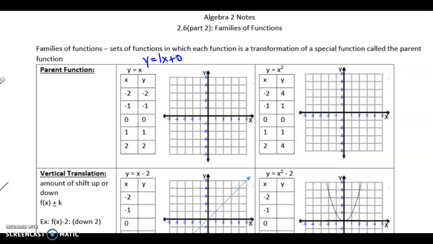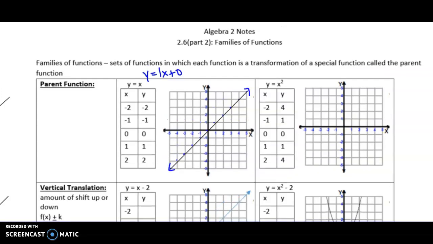Y equals x. Okay, so I've got points listed out there for you. If I plug in -2 for x, I get -2 for y, and so on. If I plug in -3 for x, I get -3 for y. And so then if we wanted to plot those points and connect the dots, then it will look something like this.